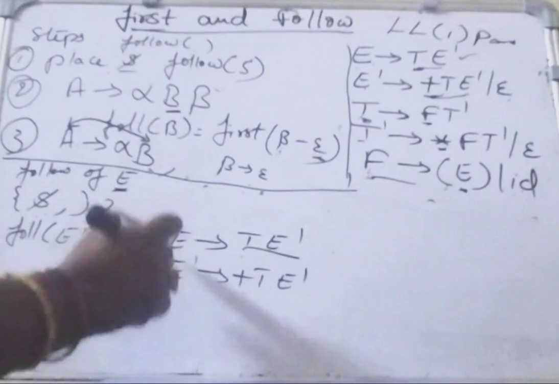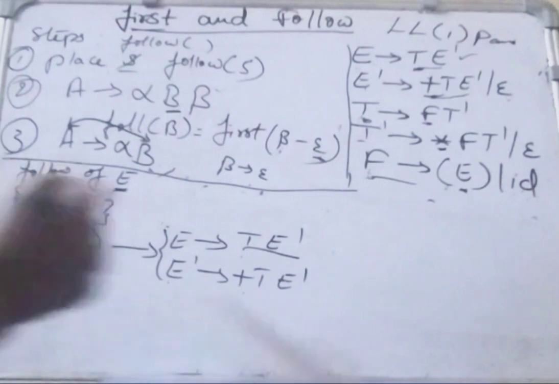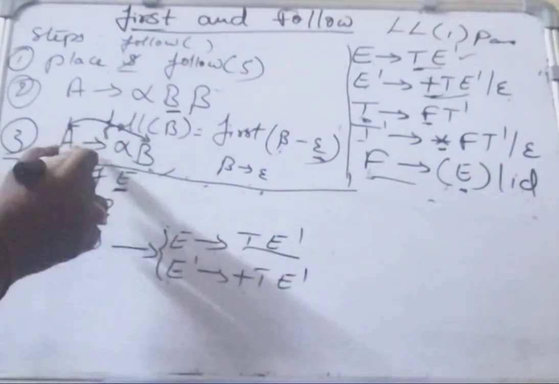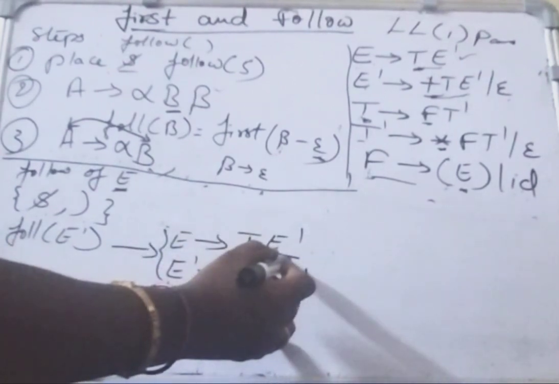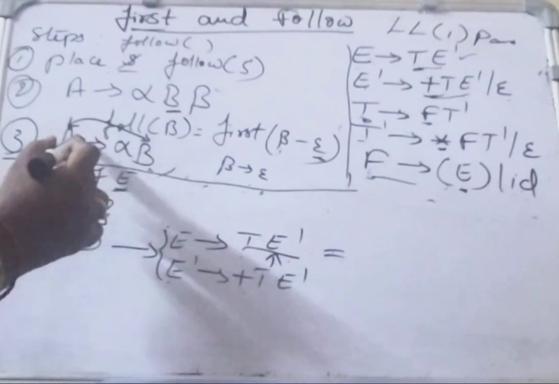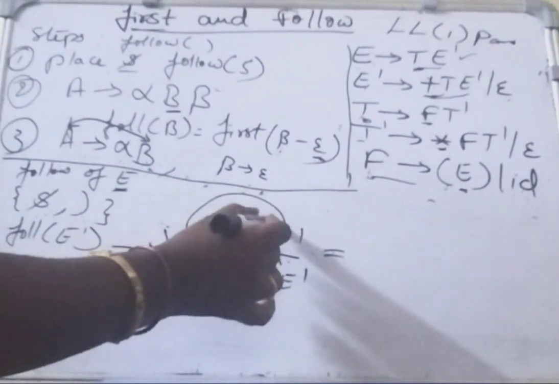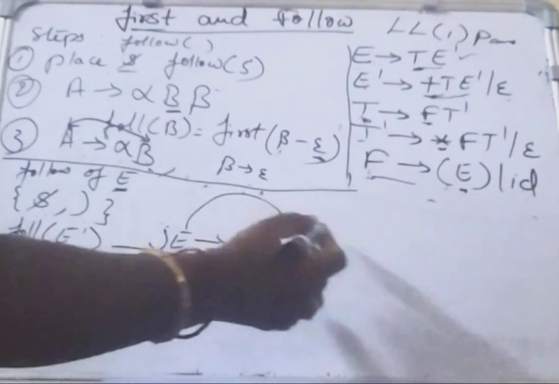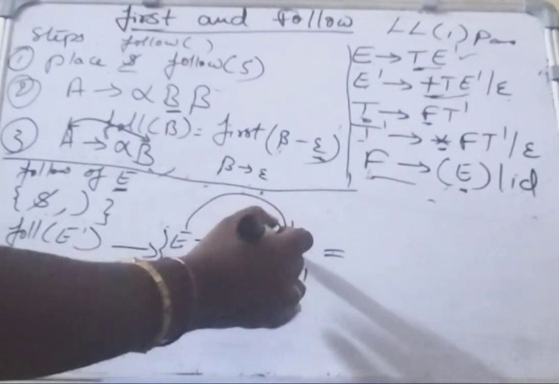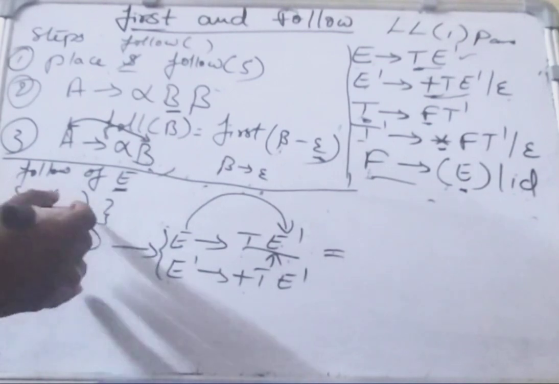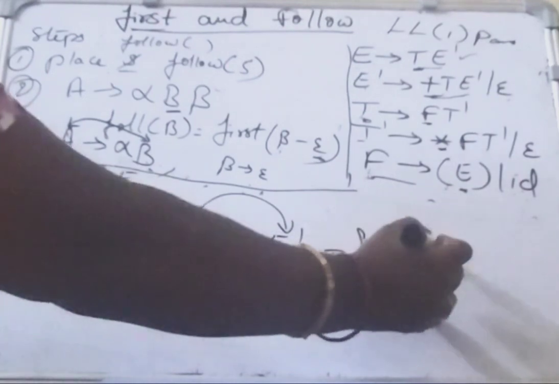From these two productions, whatever follow you are getting, together it should be added, and that is the follow of E dash. Now if you see the first production, it is of the form third rule, A derives alpha B. We are finding follow of E dash. E derives TE dash, so it is the third rule. According to the third rule, whatever is there in follow of A should be added to follow of B. So whatever is there in follow of E should be added to follow of E dash, because E dash is the last rightmost symbol here. In follow of E we already computed dollar and greater than symbol. So from this set you will get dollar and greater than symbol.